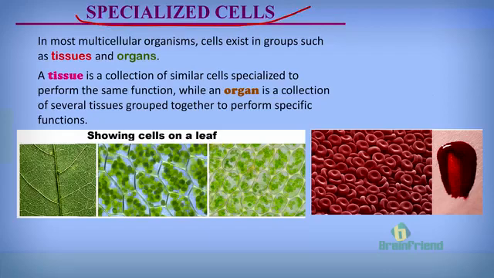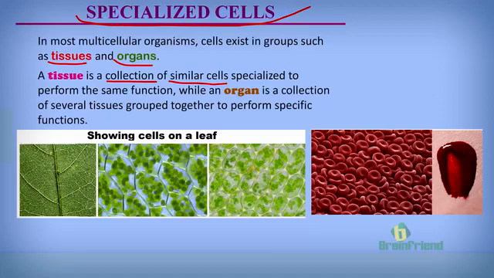In the bodies of advanced multicellular organisms, cells exist in groups such as tissues and organs. So in the bodies of plants, animals, some fungi, and any other advanced multicellular organism, we have cells coming together to form tissues. What is a tissue? A tissue is a collection of similar cells.